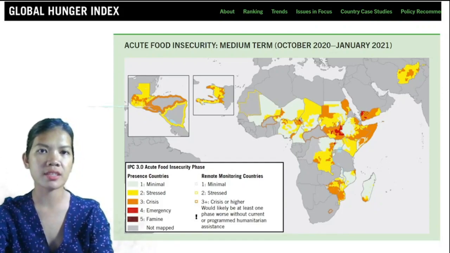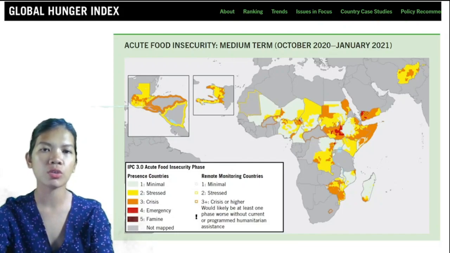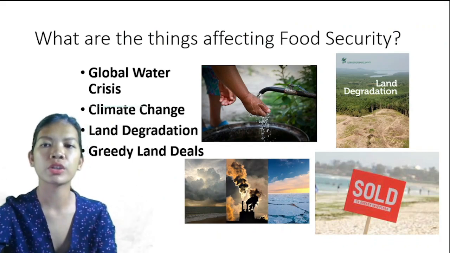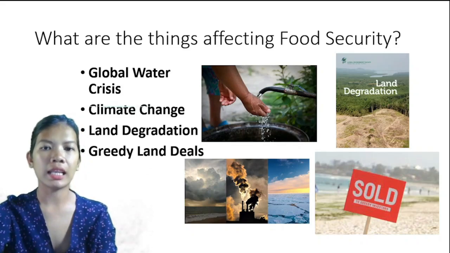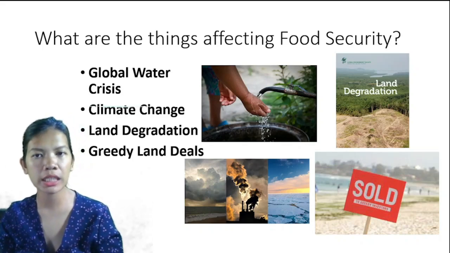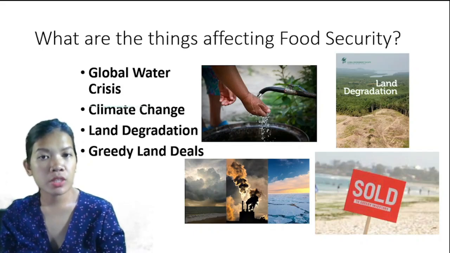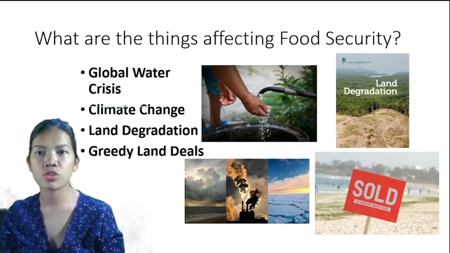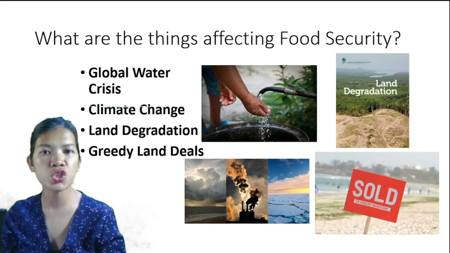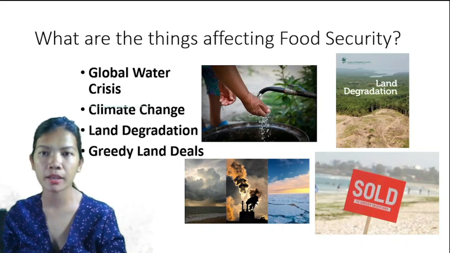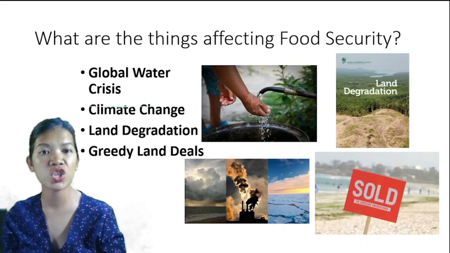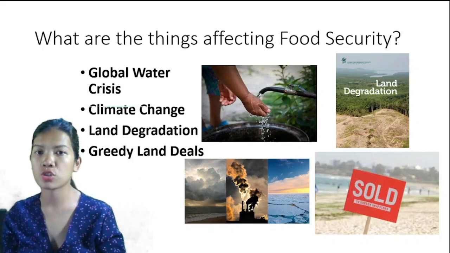So, what are the things affecting this food security? First: global water crisis, climate change, land degradation, greedy land deals. When we talk about the global water crisis, water table reserves are said to be falling in many countries, including northern China, the US, and India. This is due to the widespread overpumping for irrigation, and the decline in the water supply because of the degradation of soil or desertification.